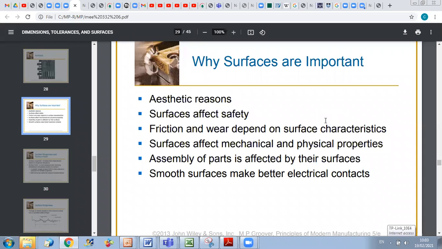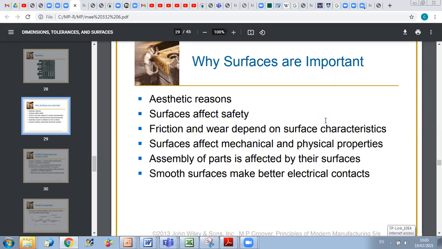Okay. So the characteristics of surfaces are very important in manufacturing for several reasons. That can be aesthetic reasons, that can be safety issues. We know that friction and wear depend on the surface characteristics, and surfaces will affect the mechanical and physical properties. In addition, assembly of parts is affected by the surface's properties.